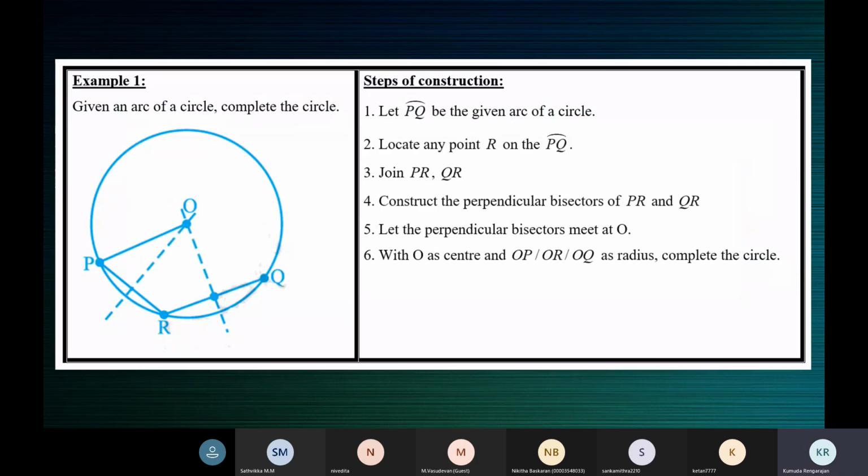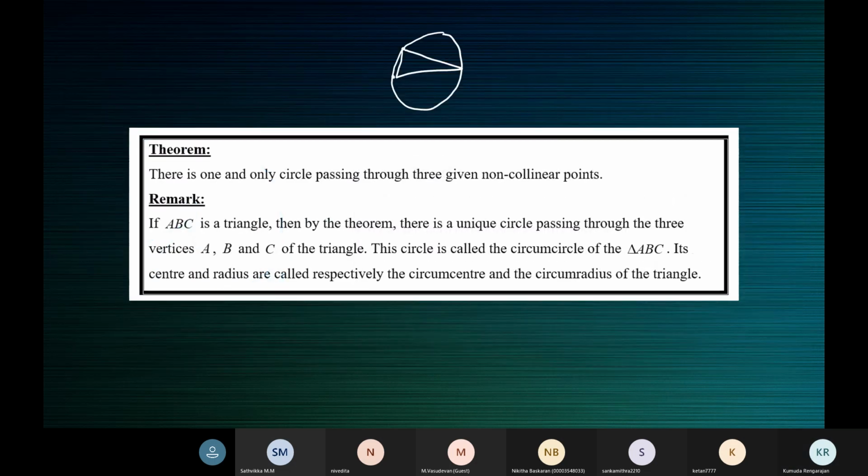Take a screenshot, children. There is one and only one circle that can be drawn passing through 3 non-collinear points.